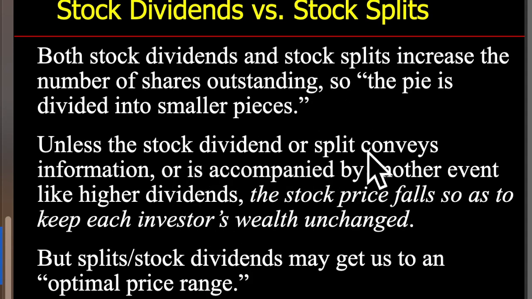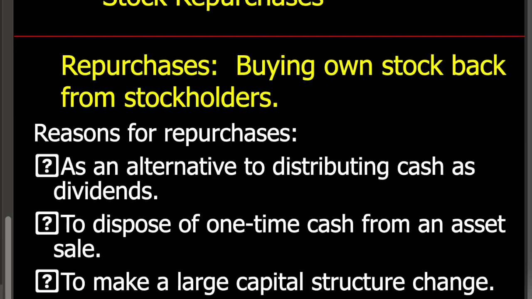Unless the stock dividend or split conveys information or is accompanied by another event like a greater dividend, the stock price falls so as to keep each investor's wealth unchanged. That means the investor's wealth is unchanged whether the stock split takes place or not. The value of your shares is still the same, only the number of shares changes.